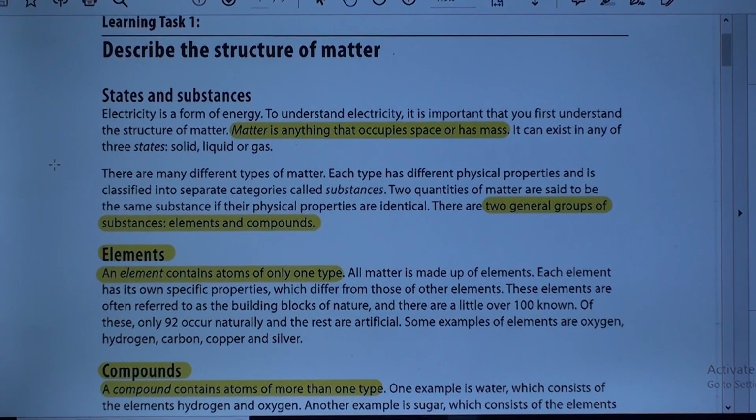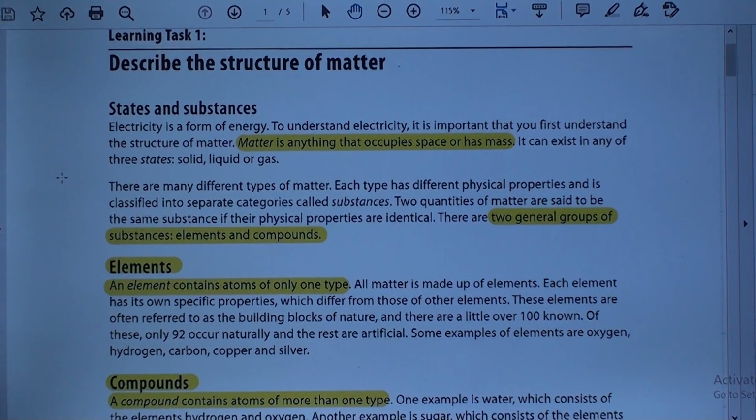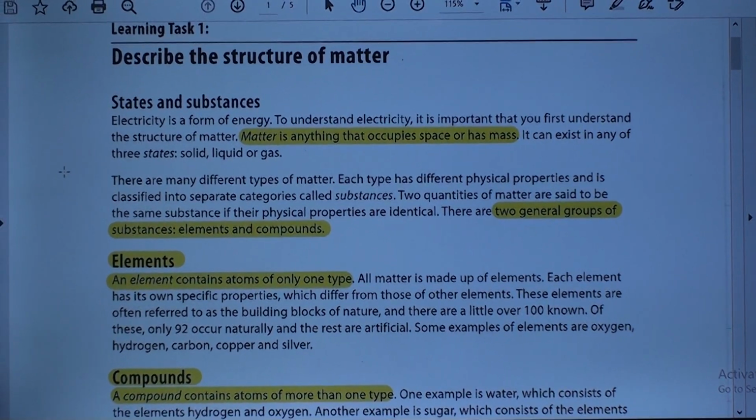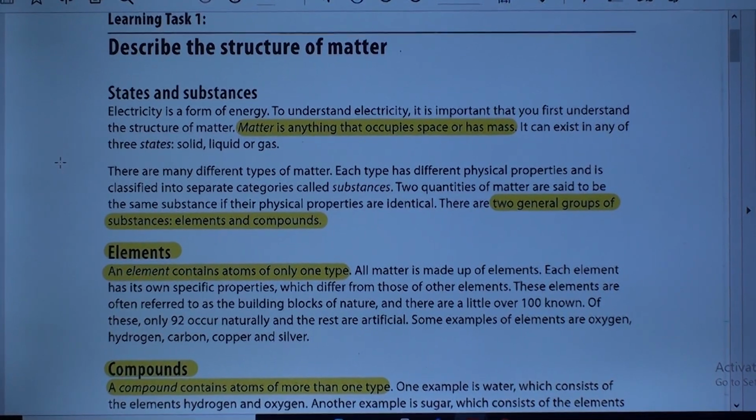So if you look at the periodic table, you know, we can take a look at, there's hydrogen, there's helium, there's oxygen, there's carbon. Those are all individual elements. They have different physical properties, each of them.